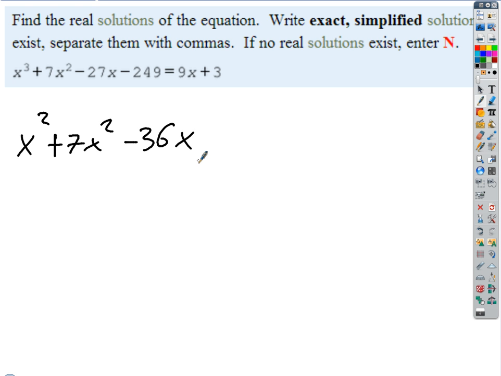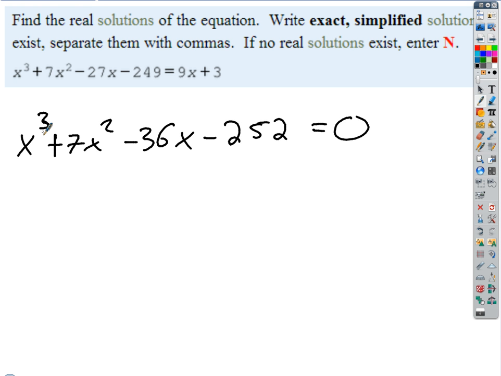Here's my negative 36x, and then I've got negative 249, subtract 3 more. Isn't the x supposed to be cubed? It is supposed to be cubed. I was just checking to see if you were paying attention. That's great. Okay, so now what?